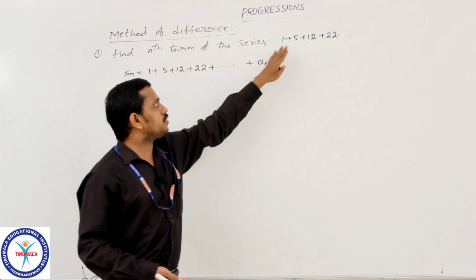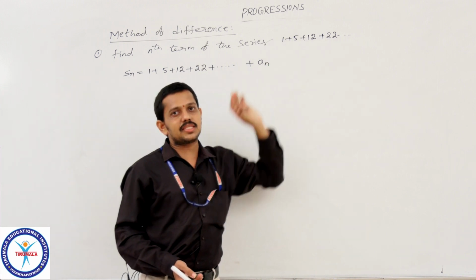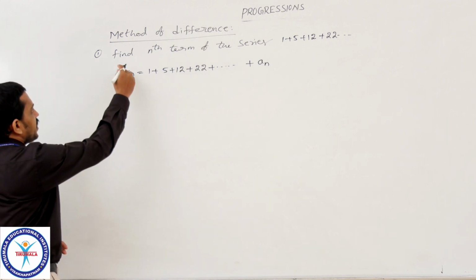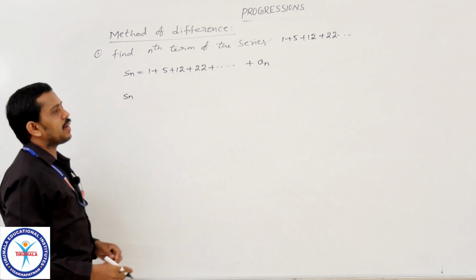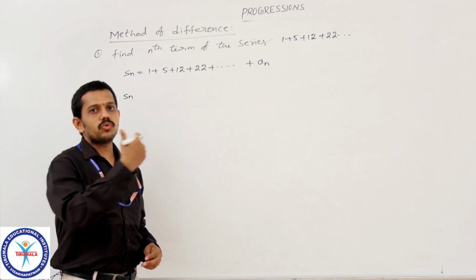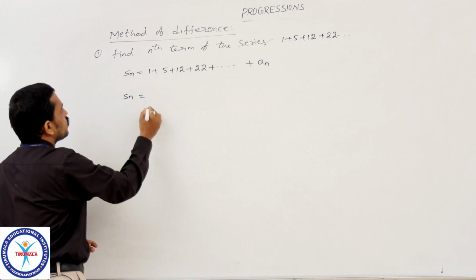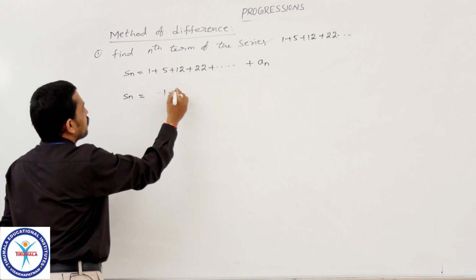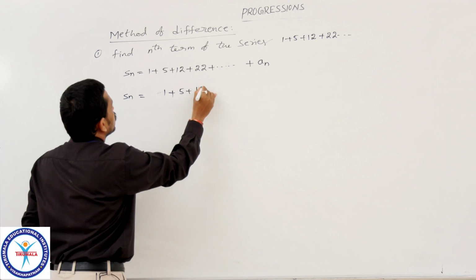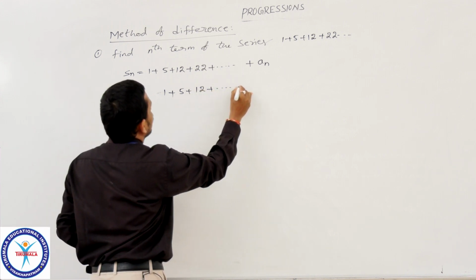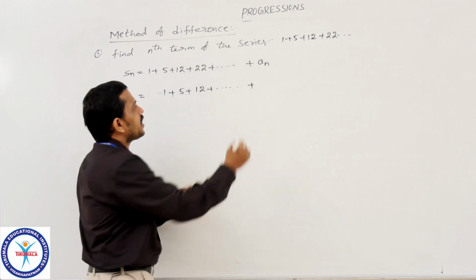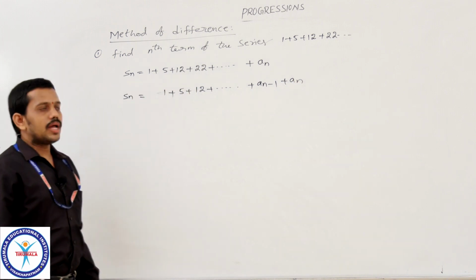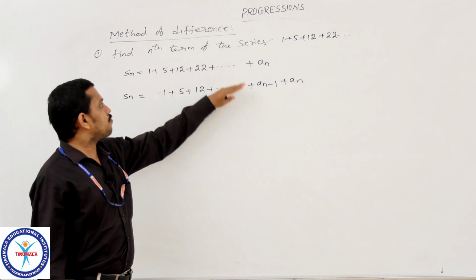In this method, first we have to take the sum of n terms of the series as Sn and let the nth term be An. Then, in the next step, we will again write the sum to n terms by moving the terms one step to the right side. So Sn is equal to 1 plus 5 plus 12 plus 22 and so on, plus the term before An, which is An minus 1, plus An. Now, we will subtract 2 from 1.